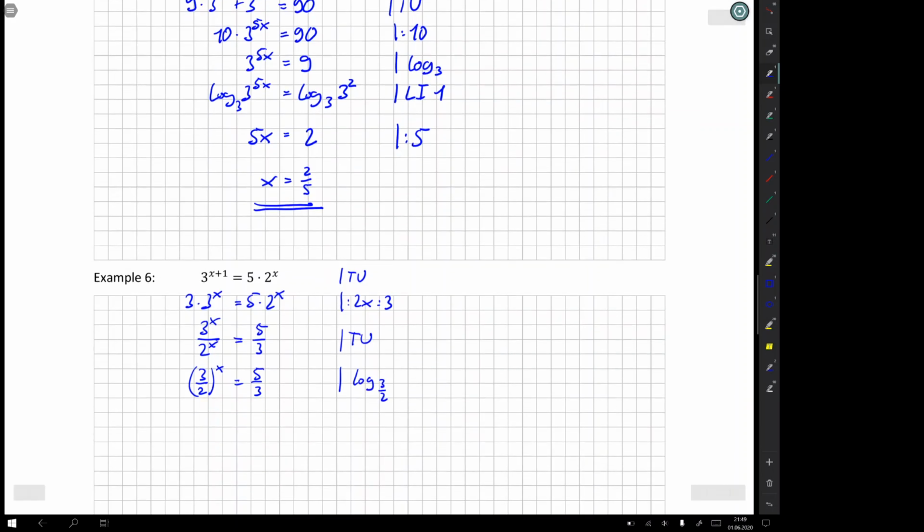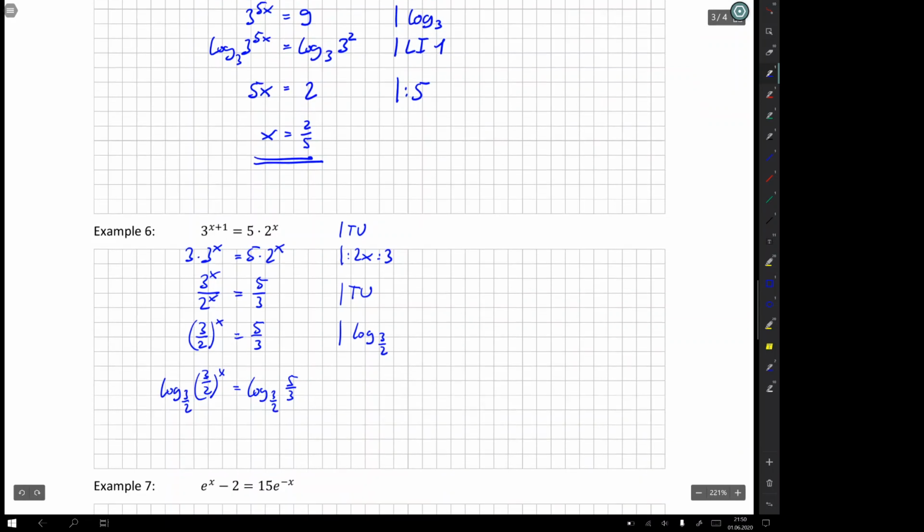So we get logarithm in base 3/2 of 3/2 to the power of x equals logarithm of 5/3 in the base 3/2. And using the logarithmic identity as always, we have x equals logarithm of 5/3 in base 3/2.